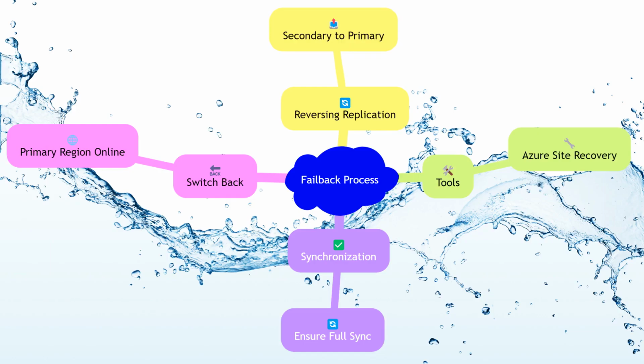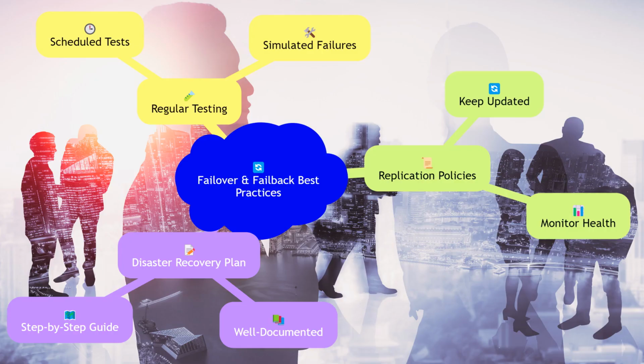Once the primary region is back online, you may want to fail back to it. This process involves reversing the replication direction, so data is copied from the secondary region back to the primary region. Azure Site Recovery provides tools to help you manage this process, ensuring that your primary region is fully synchronized before switching back.